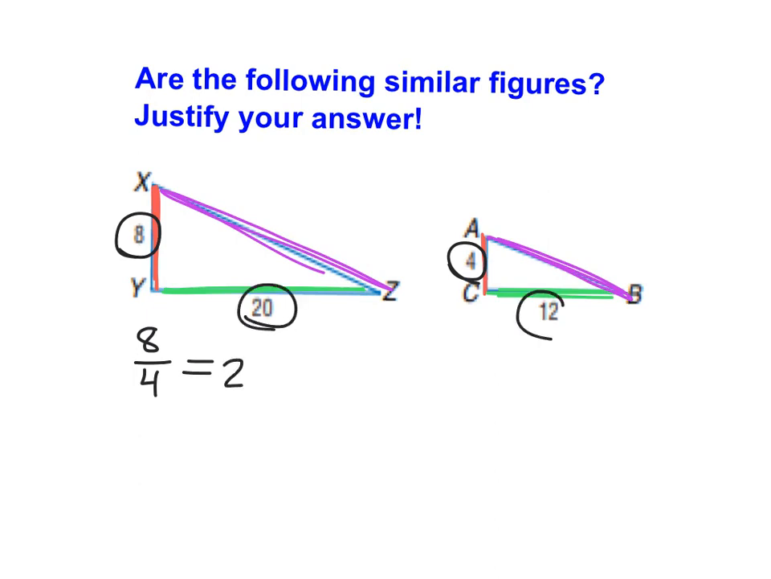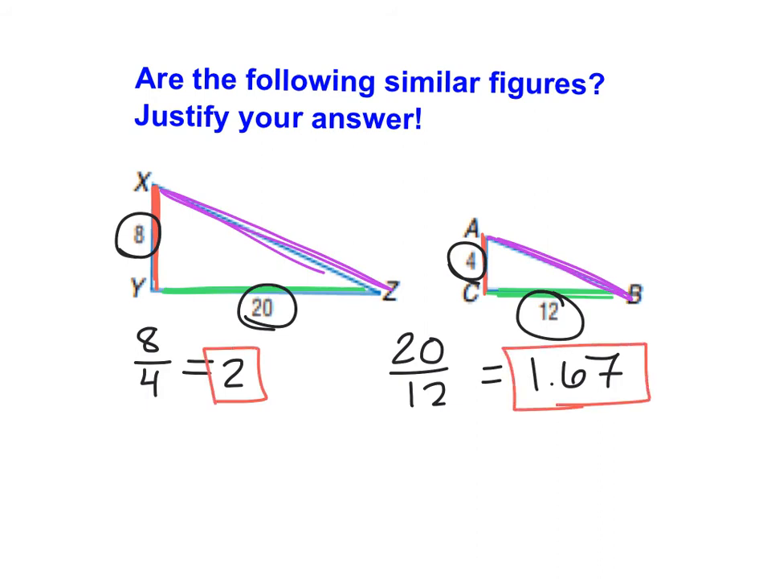If I then look at 20 and 12, and I divide 20 by 12, I get 1.67. So here I'm noticing that when I paired up my corresponding side lengths and found their side ratios, they are not the same. So even though these triangles look like they would be similar, since these side ratios are not the same, they are not similar triangles.